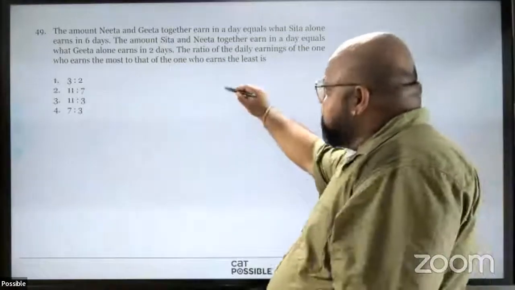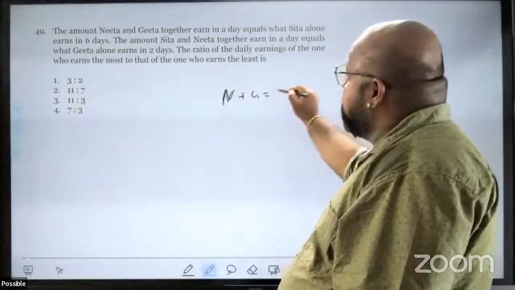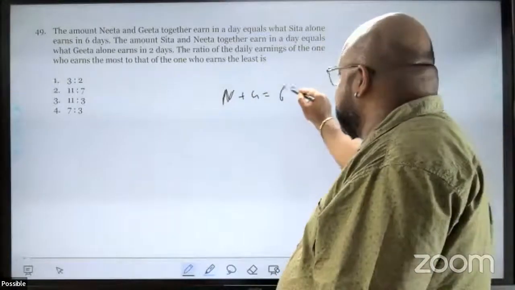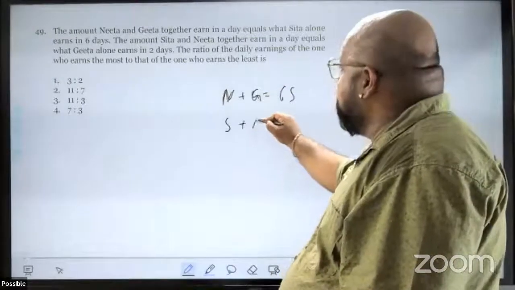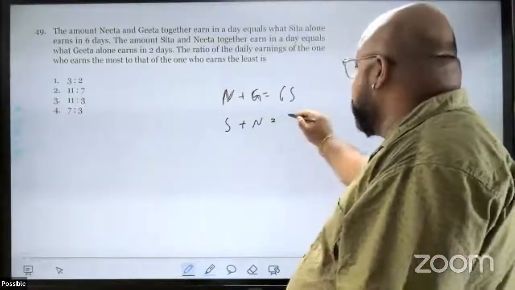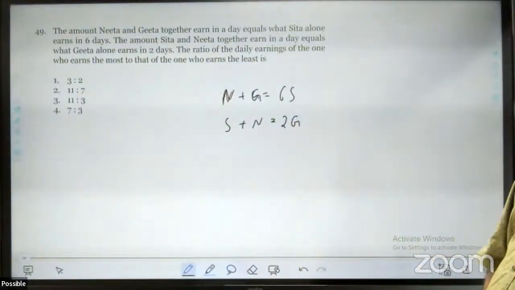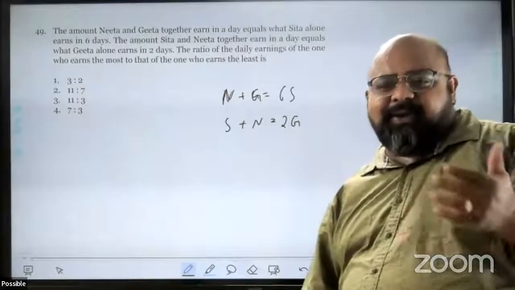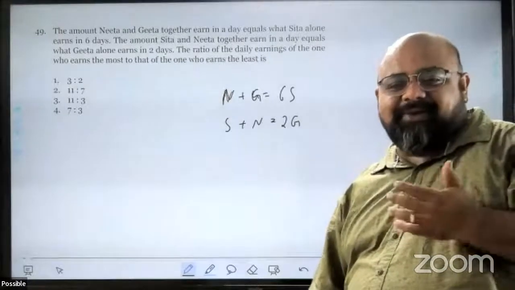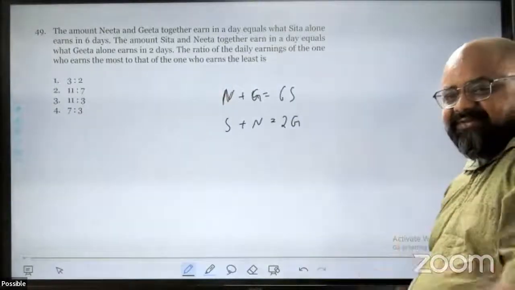Given to me is N plus G, Nita plus Geeta, is equal to 6 times what Sita gets in a day. Amount of Sita and Nita, so S plus N, equals what Geeta gets in 2 days. The question is who earns the most, who earns the least. I think even while solving the question, I remember instead of trying to figure out who is earning the least or the most, I simply solved for the ratios and tried to find the answer. What you can do is assume one of the values and then solve from there.